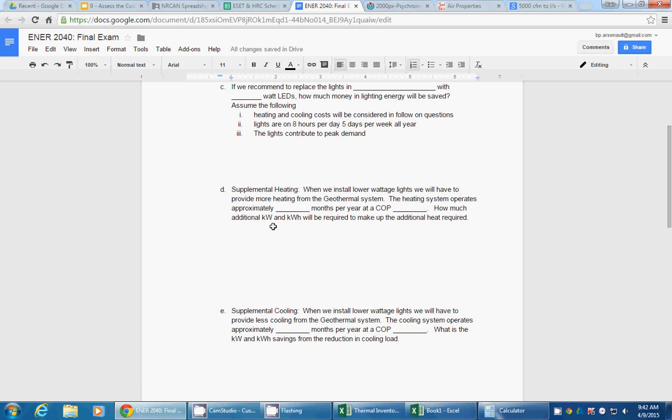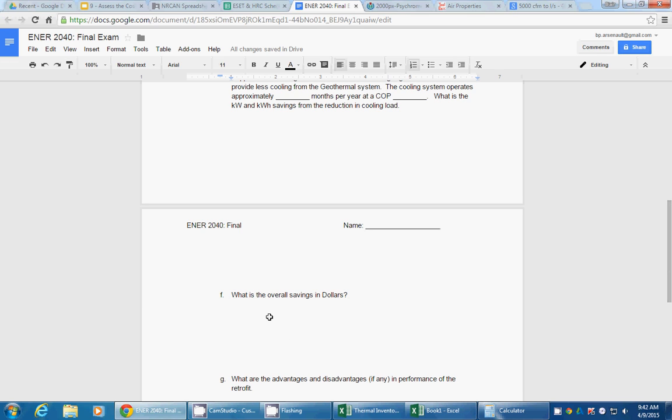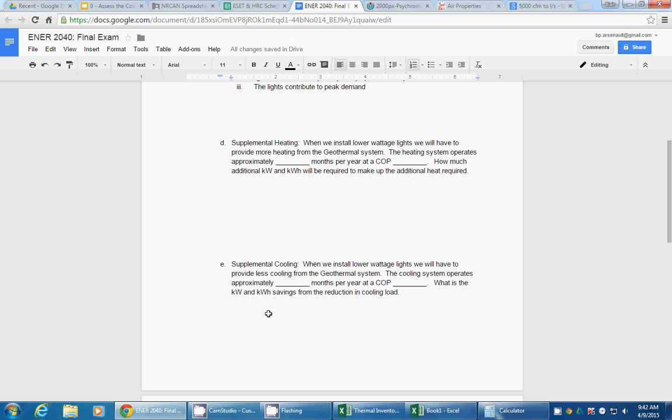So if we go back to here, I've done supplemental heating, supplemental cooling, and then the final question is what is the overall savings? Okay. Because the question's kind of weird because it says how much additional kilowatts will be required. Well, you're not really adding any kilowatts to the base case. Okay. I'll change it on here, and you can change it on yours. How many kilowatts and kilowatt hours will be required to make up the additional heat required? That's better?